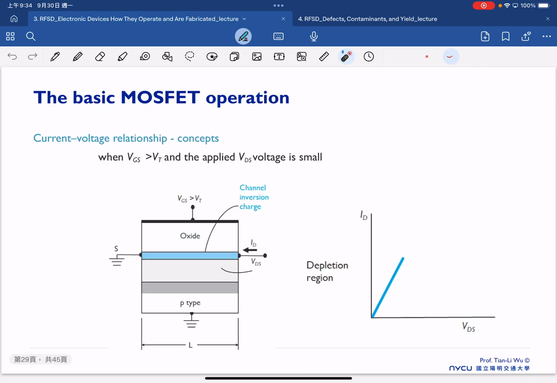Now we have to discuss something additional, especially related to how to fully understand the typical ID-VD characteristic. In the first case, our gate bias is larger than the threshold voltage, but we apply only a small VDS at this moment. So we expect that we can have a uniform formation of the channel inversion charge.